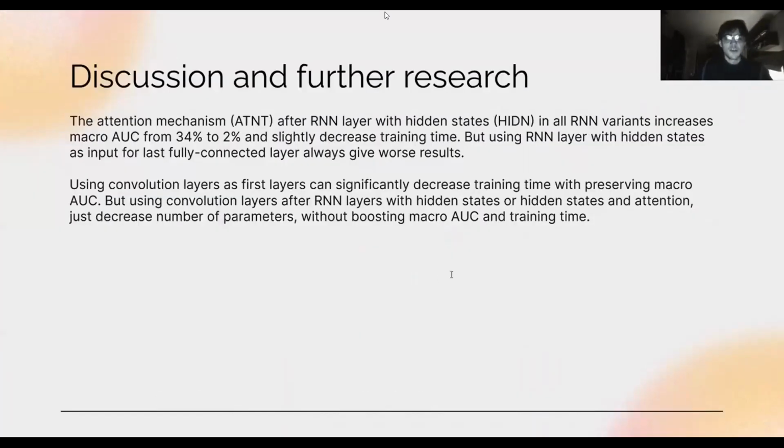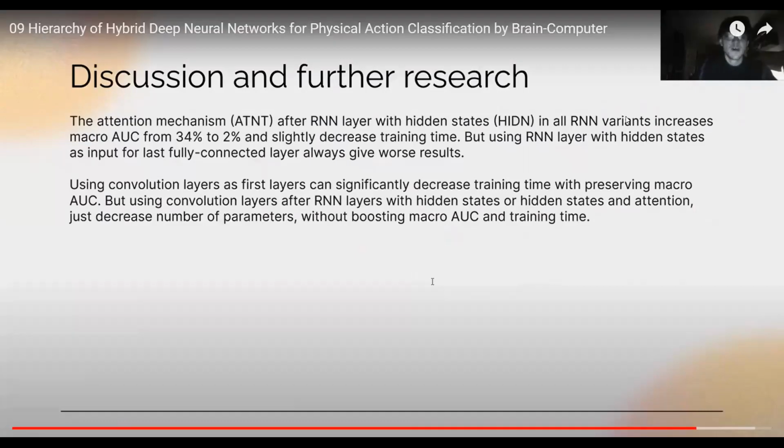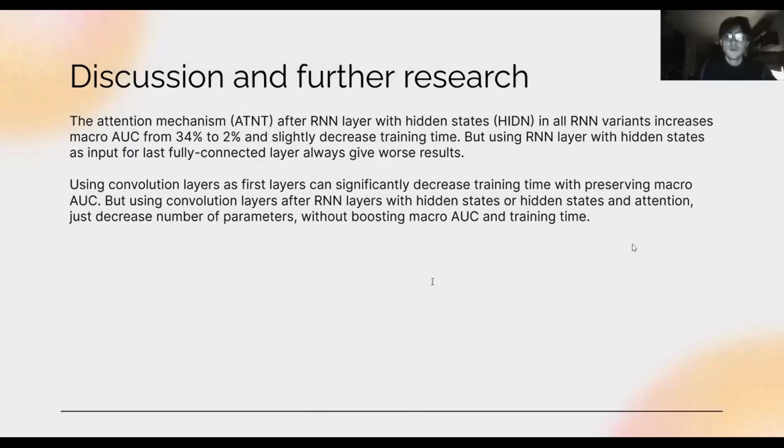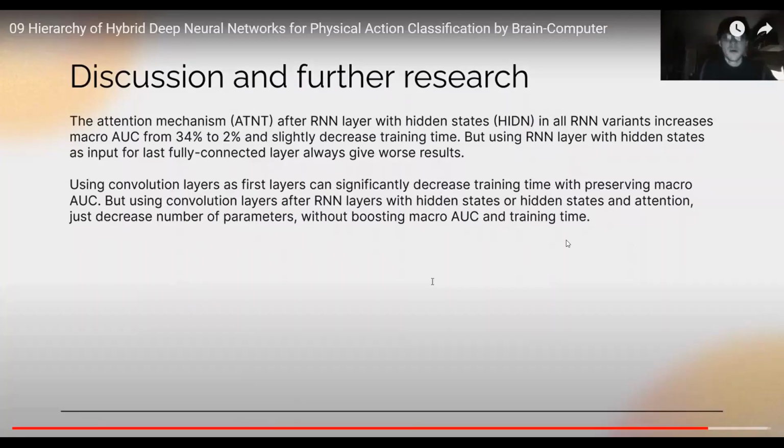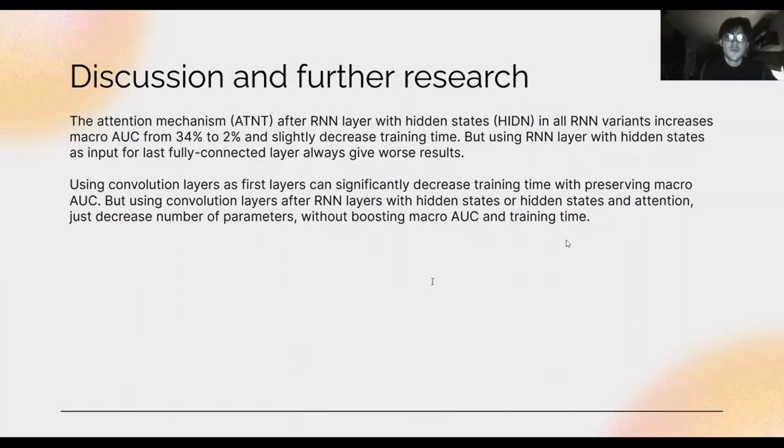So, discussion and further research. In general, the attention mechanism after the RNN layer with hidden states in all RNN variants increases macro AUC from 34% to 2% and slightly decreases training time. But using the RNN layer with hidden states as input for the last fully connected layers always gives worse results.